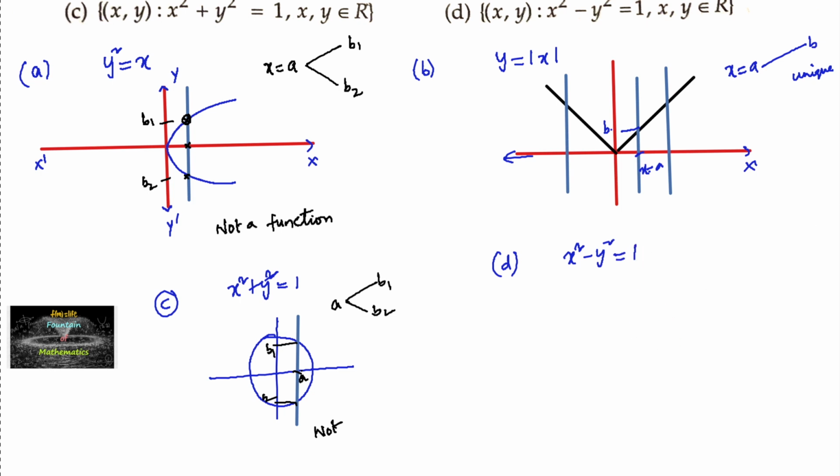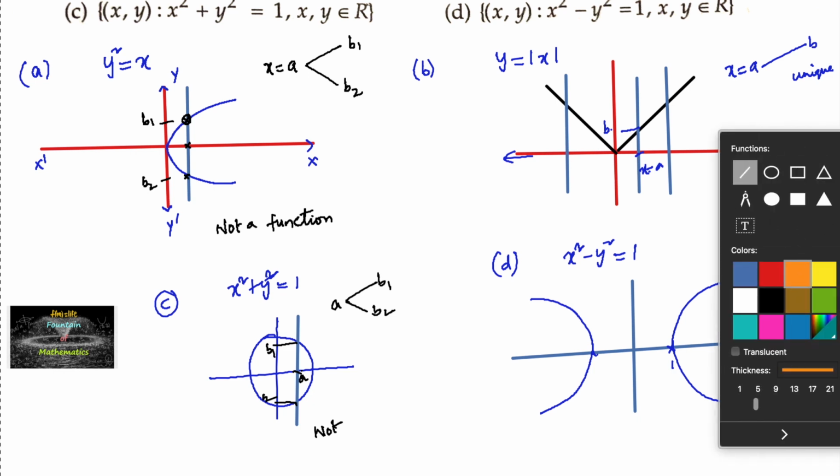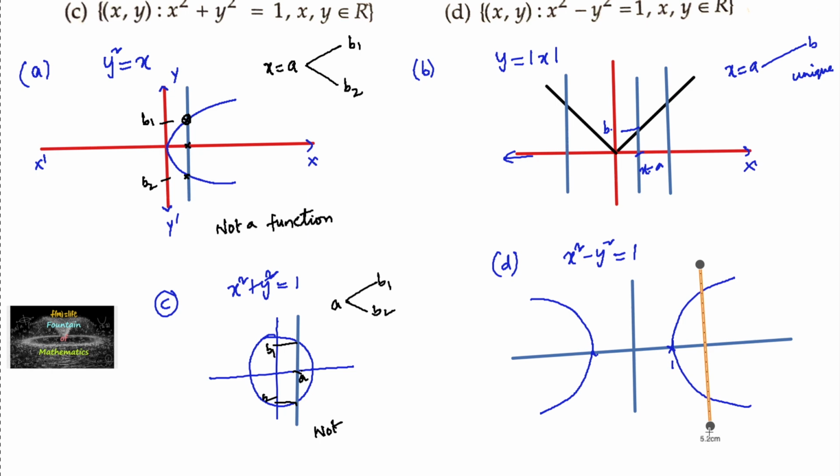And coming to the option D, it is given x square minus y square is equal to 1. So this is a hyperbola. So x square minus y square is equal to 1. So here it is 1. And here also we can observe that any vertical line drawn parallel to y-axis cuts at more than one point. So for x is equal to a, 2 points are there, two values of y, and hence we can say that this is also not a function.